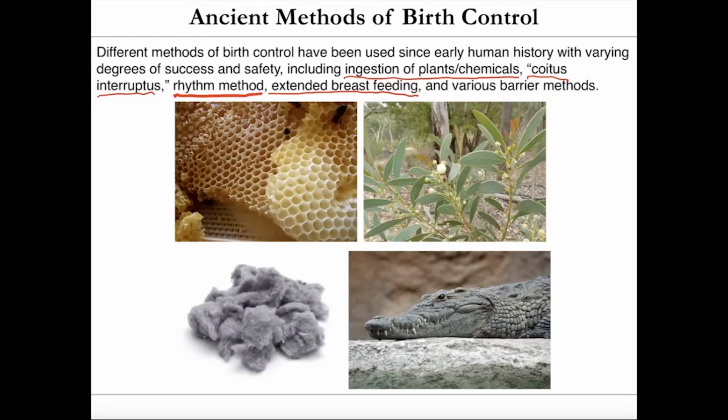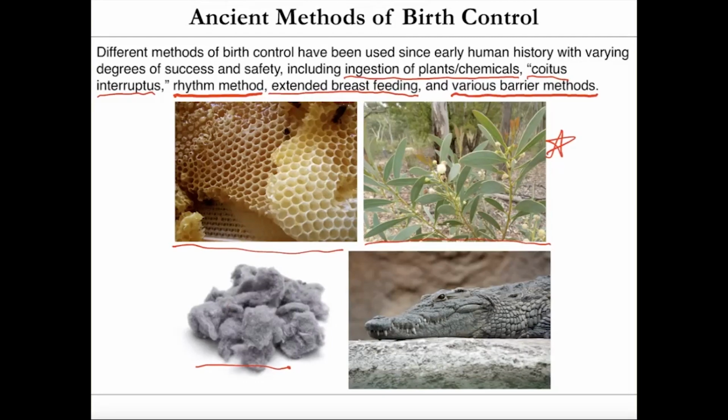Another popular one was various barrier methods. These were different substances inserted into the vagina that could have spermicidal properties and keep the woman from getting pregnant. Ancient Egypt has quite a few odd ones mentioned in those texts, including a mixture of honey, acacia leaves, and lint, which is inserted into the vagina. Acacia leaves are known to have some spermicidal properties, so this might have been a somewhat effective one.